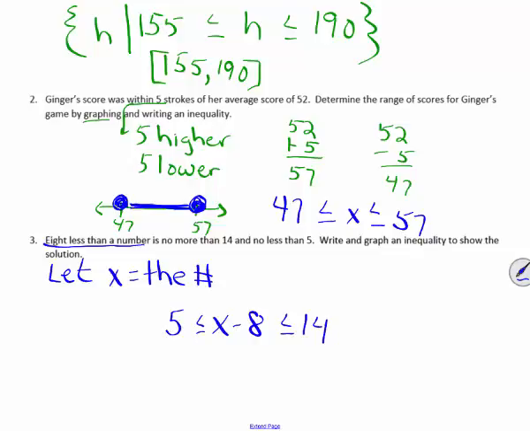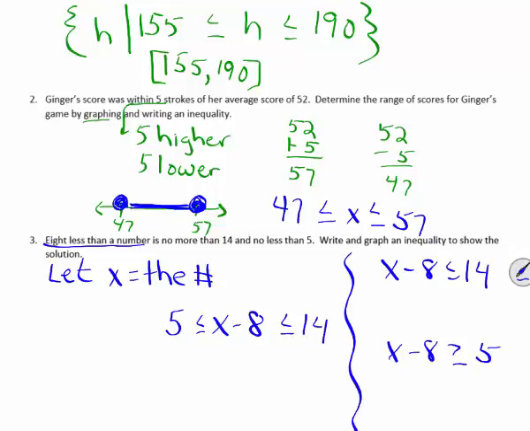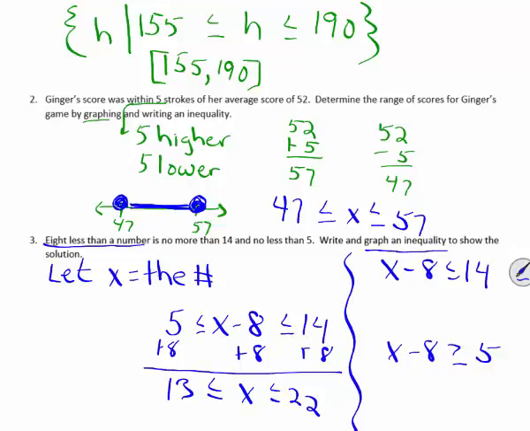If you wanted to write it as 2 separate ones, you could have done x minus 8 is less than or equal to 14, and x minus 8 is greater than or equal to 5. You still end up getting the same answer. So here I'm going to add 8 to all 3 parts. So 13 less than or equal to x less than or equal to 22. It wants me to graph it. So on my graph, I'm going to have 13, I'm going to have 22. They both get closed circles, and we're in between.